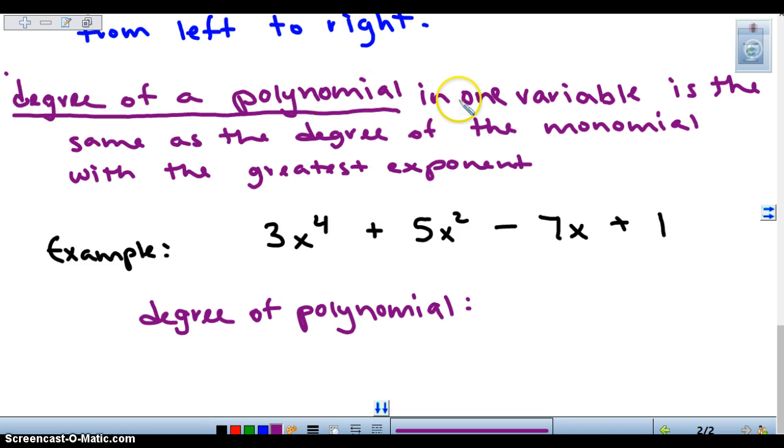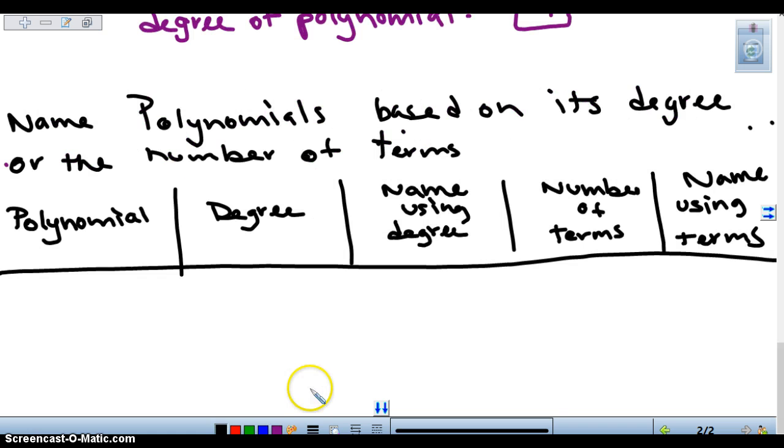The degree of a polynomial in one variable is the same as the degree of the monomial with the greatest exponent. So if we look at this polynomial, what would be the degree of this polynomial? We have to look at the greatest exponent, right? So in this case, the degree of the polynomial would be 4. So we can name polynomials based on their degree or the number of terms.